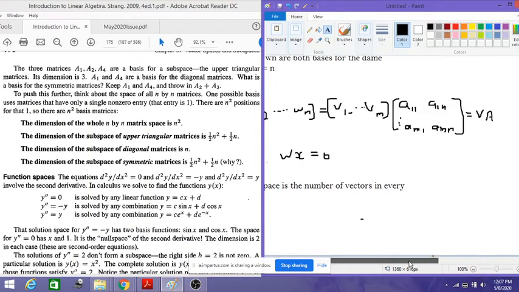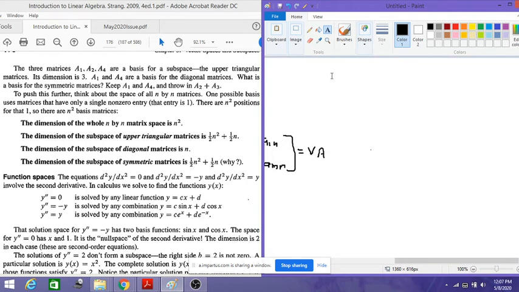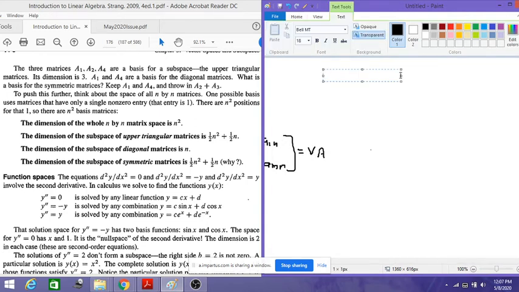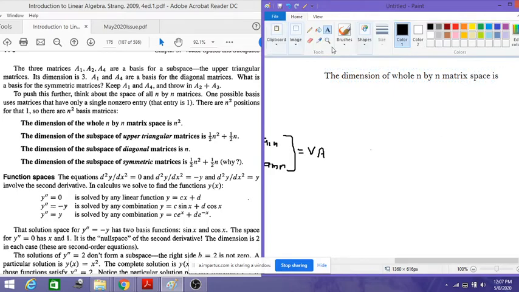Now we'll talk about the basis for the matrix space and the function space. We'll just take quick points here, not going into much detail. We'll see for the different kinds of matrices what dimension each holds. For example, the dimension of the whole n by n matrix space is n square. So if we have an n cross n matrix, then the dimension of the whole space is n square.